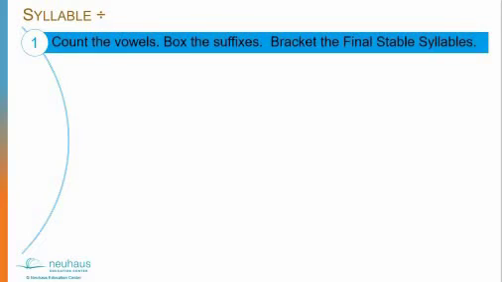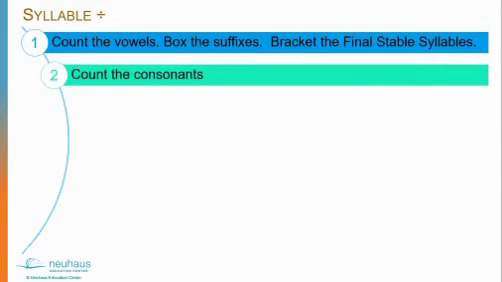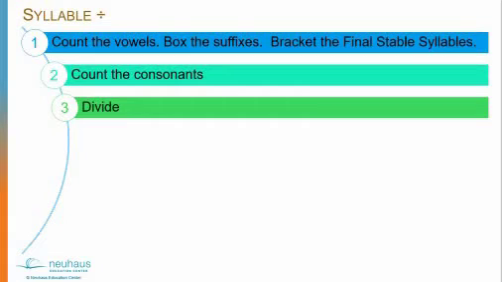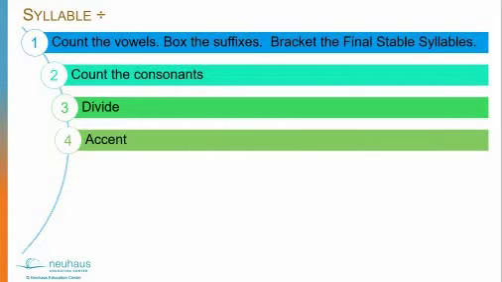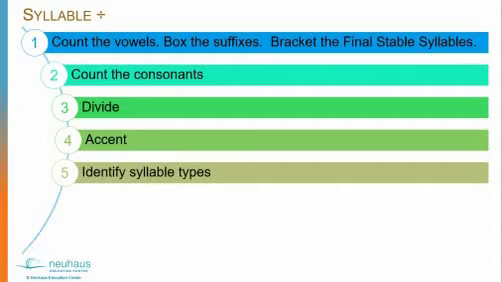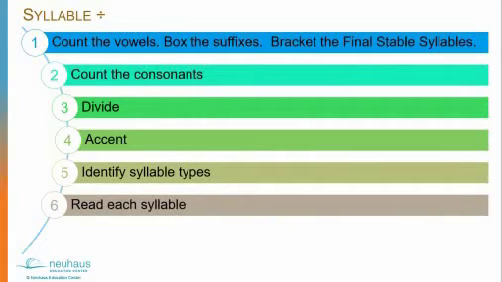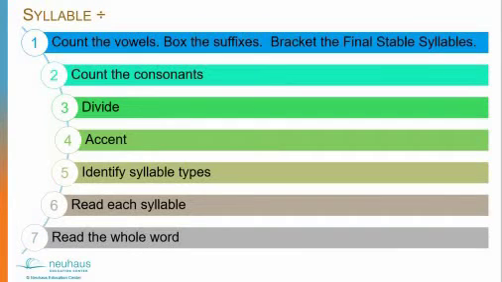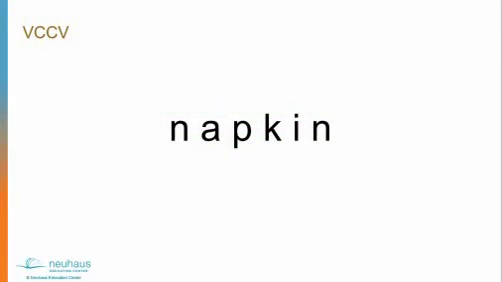Here are the steps of syllable division. Regardless of the pattern, all syllable division types follow these first 7 steps. Count the vowels, box the suffixes, bracket the final stable syllables. Count the consonants. Divide. Accent. Identify syllable types. Read each syllable. Read the whole word. The most common pattern is VCCV. That means vowel, consonant, consonant, vowel.